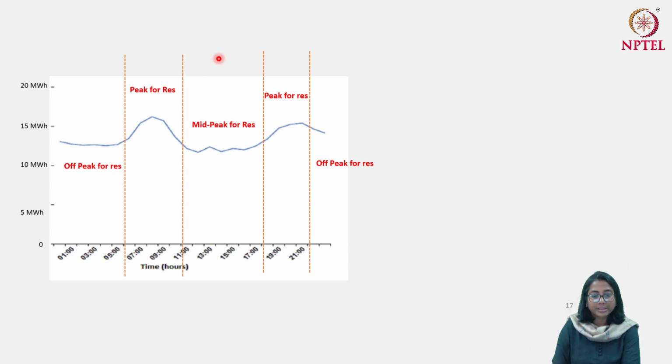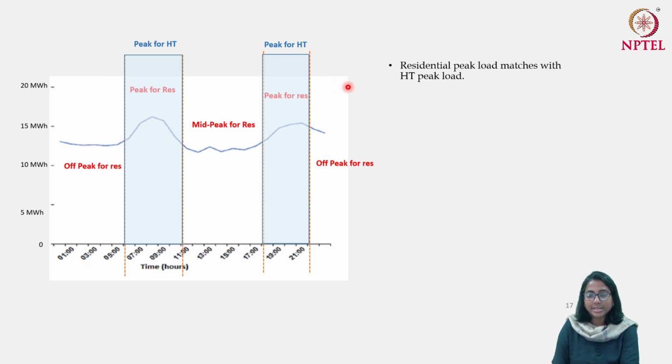Maybe this illustration will make things clearer. We are taking an example where these shaded periods are the peak demand for the high tension users, that is, the industry and the commercial sectors. So their peak period actually coincides with the peak period of the residential sector. If that is the case, then in this peak period, that is morning 6 to 11 and evening 6 to 10, the load coming from the residential sector as well as from the high tension sector are both high. So the load in the peak period at an aggregate level is very, very high.